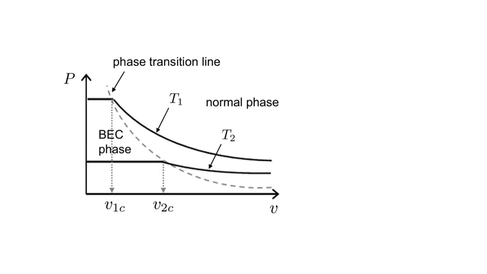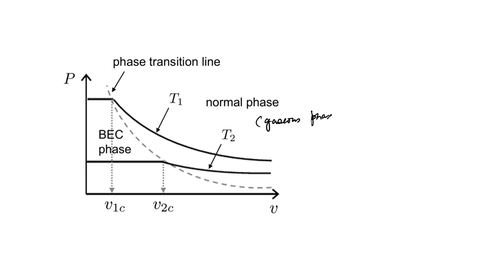So here we have shown the pressure. The pressure variation is what we have shown, and you see that the right hand side is the normal phase and the left of this is the BEC phase, and the transition line occurs here. The pressure is a constant for T less than T_C, which is what we have said, and the pressure starts decreasing as a function of the specific volume in the normal or gaseous phase. The normal and the gaseous would mean the same thing.